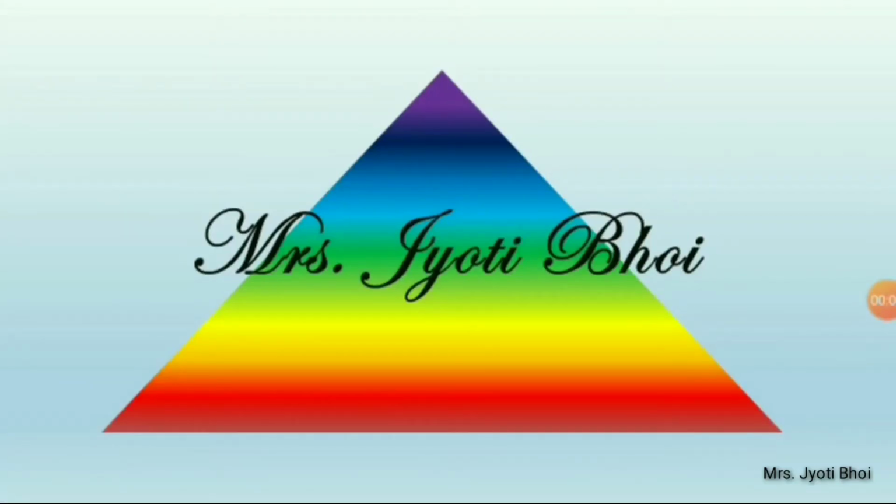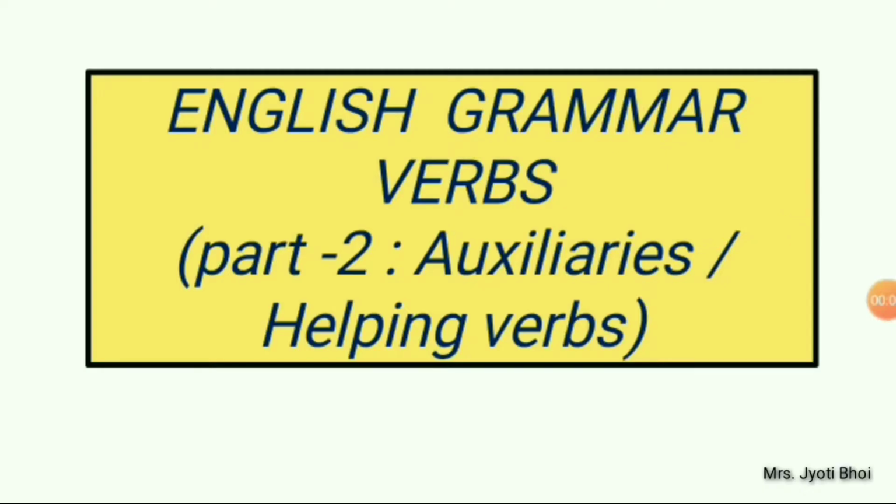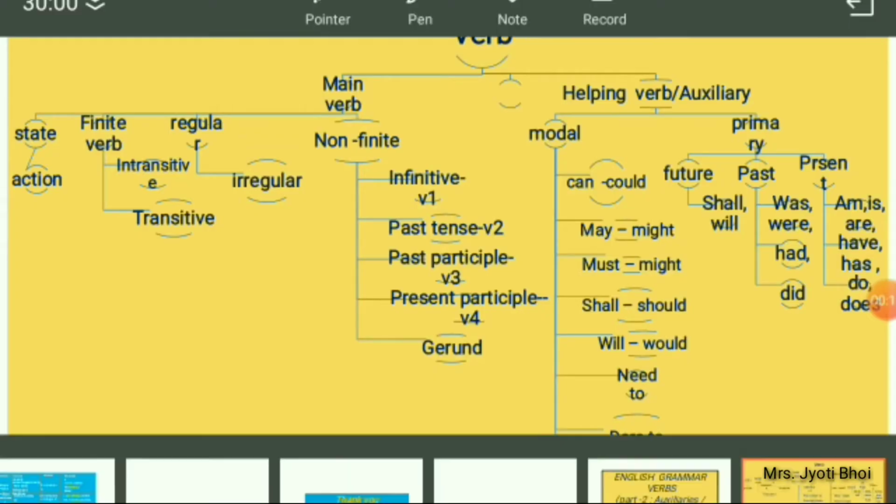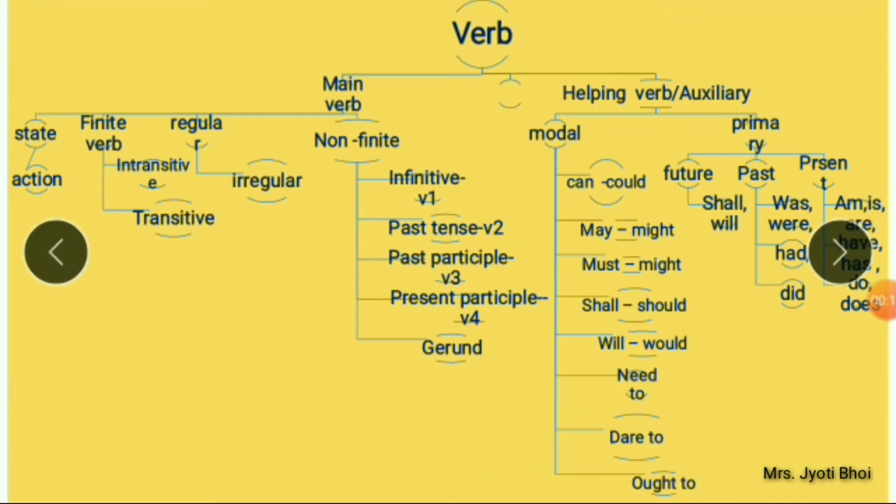Hello friends, let's start with our second part of English grammar verbs: auxiliaries or helping verbs. In the previous video we had seen this tree diagram and I explained the main verb types with examples. Now we are going to see these helping verbs or auxiliary verbs.